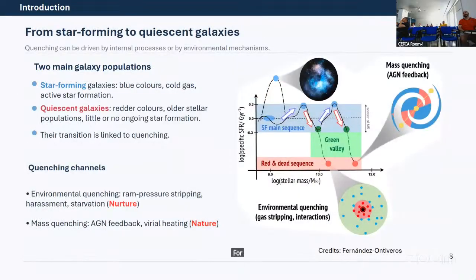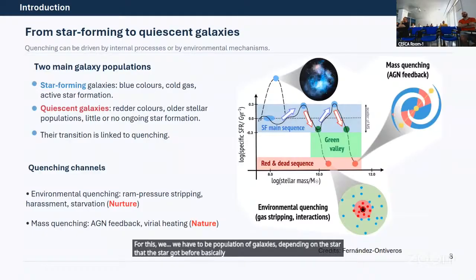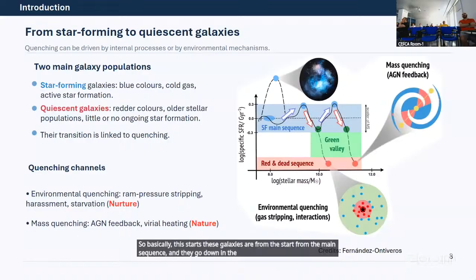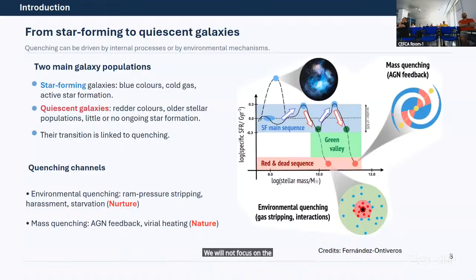For this we have to build populations of galaxies depending on the star formation that they have: basically star-forming ones, which create stars, and the quiescent ones, which do not create stars or only a little amount of stars. These galaxies start on the star-forming main sequence and go down to the red sequence. We will not focus on the green valley, but basically there are two main ways for a galaxy to be quenched, to go from star-forming to quenched.